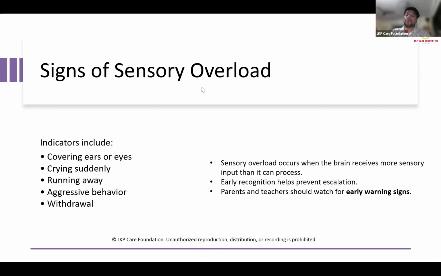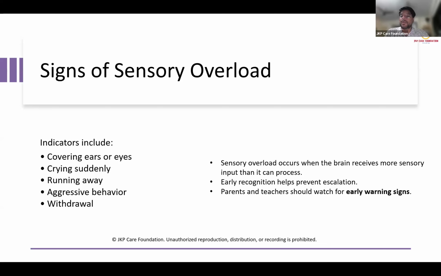So signs, how do I know that my child has sensory overload? There are indicators: covering ears or eyes, crying suddenly, running away, aggressive behavior, withdrawal. Withdrawal is when the child is overwhelmed and wants to withdraw. No more sensory input required. I want to withdraw from everything, from the activity, from whatever I was doing. I just don't want to listen to you. All of this is sensory overload.